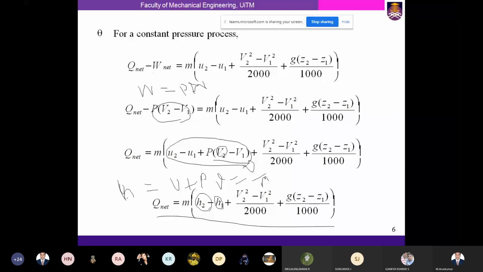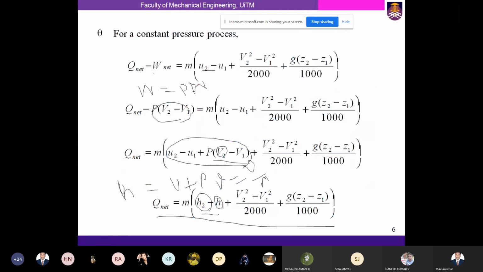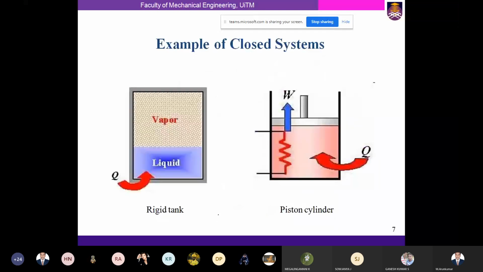So we can rewrite the equation as H2 minus H1. That is, the change in internal energy can be replaced by the change in enthalpy. In mind, the enthalpy equation will be H is equal to U plus P, pressure, into small v, specific volume.